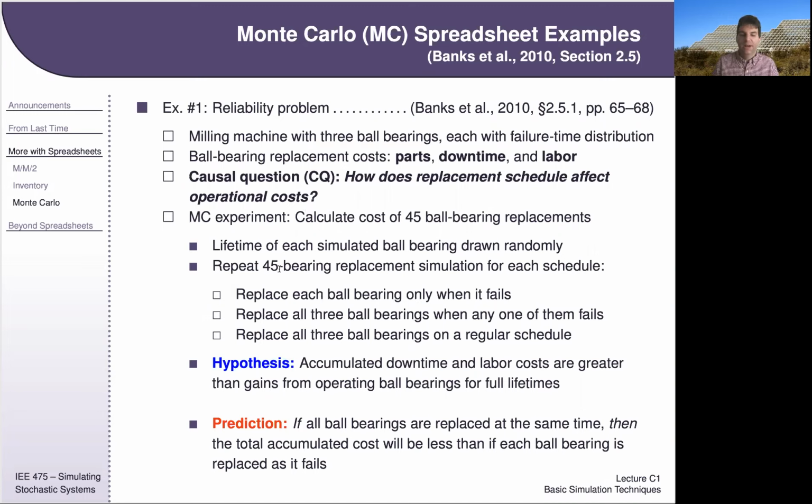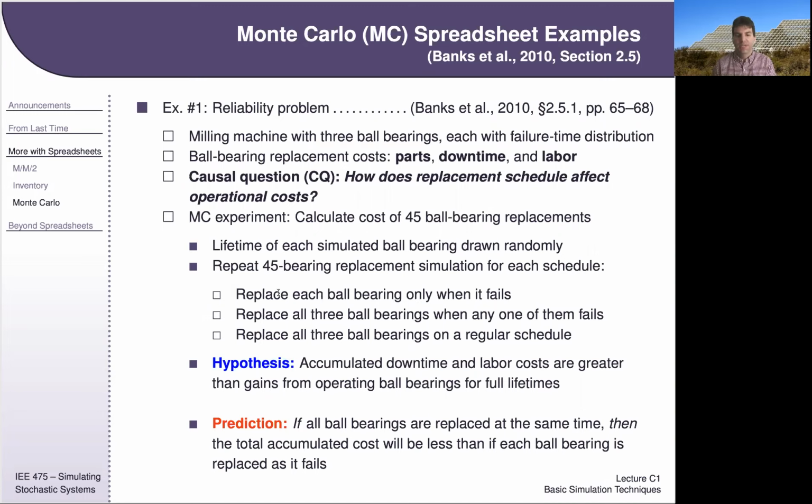Then we have 3 different schedules that we want to compare. We can say, let's wait for every ball bearing to fail and replace it. So even if we replace one and the others are right there, we're going to leave them in there and wait for them to fail. Or we can replace all 3 of them. If we're in there replacing one, we might as well replace all 3. Or instead of that, we're not going to wait for failures. We're just going to replace them on a regular schedule. Of course, if they do fail, we'll replace them when they fail. But otherwise, we're going to try to catch them ahead of time.